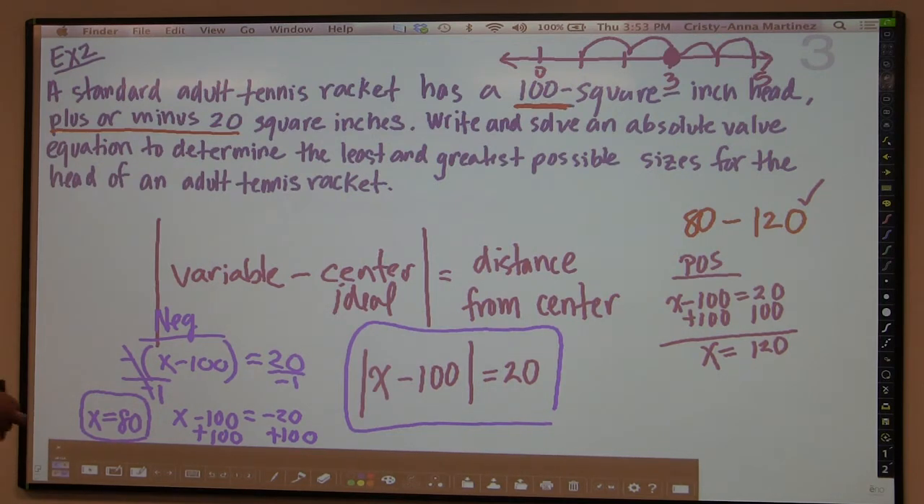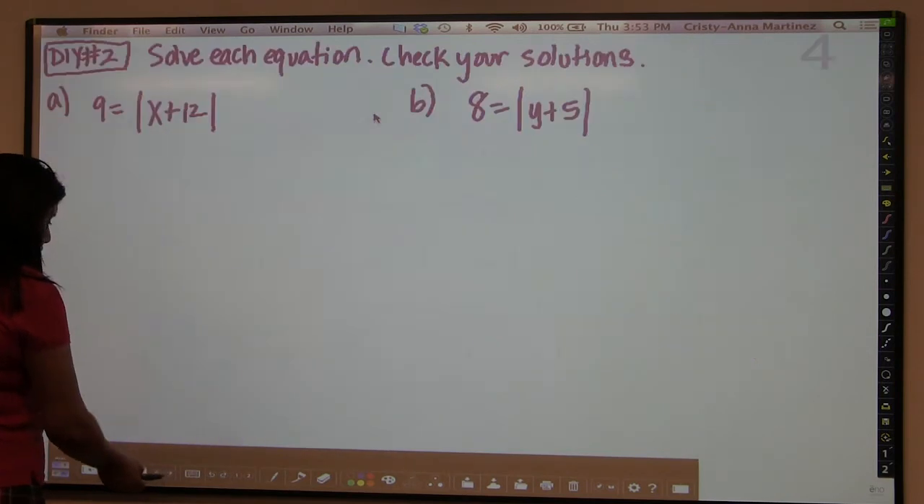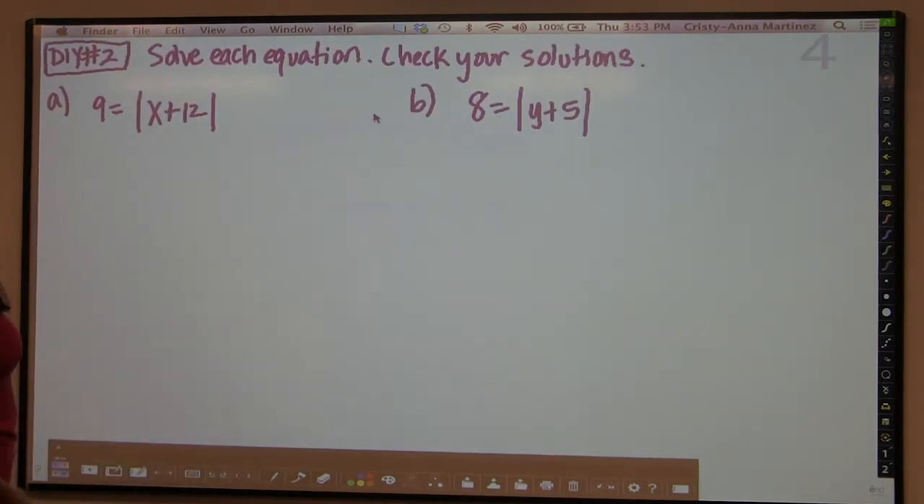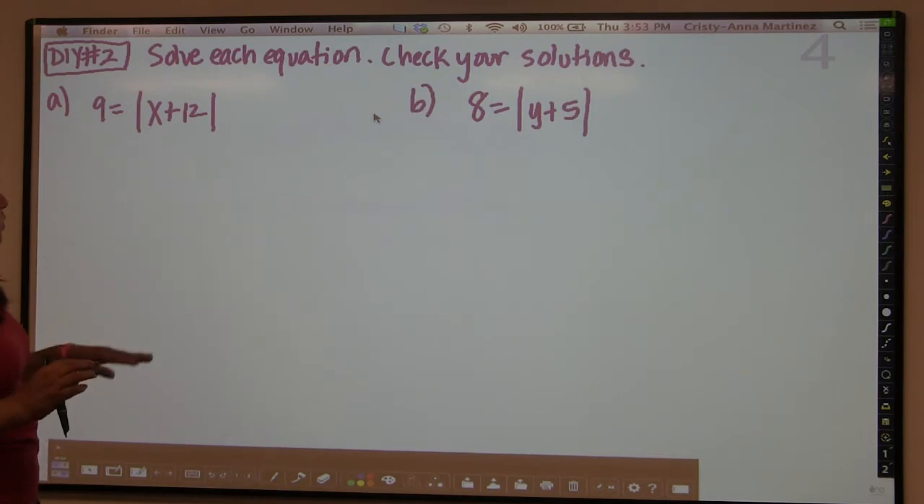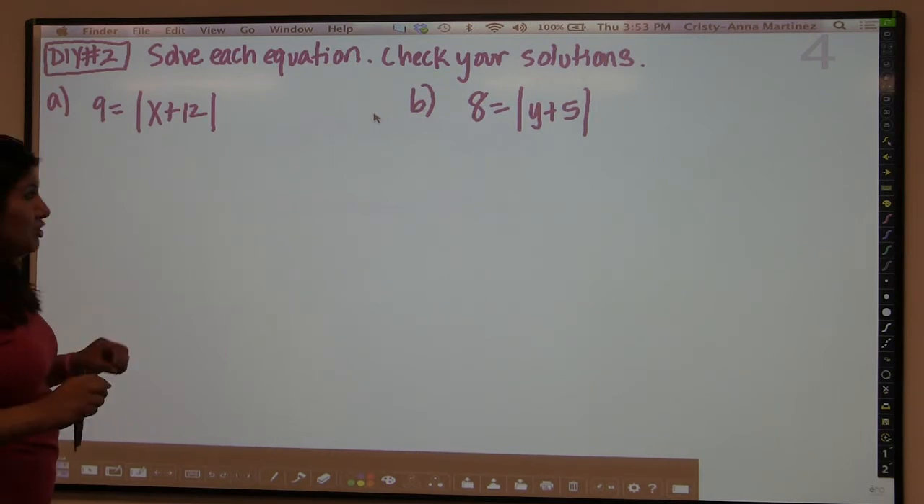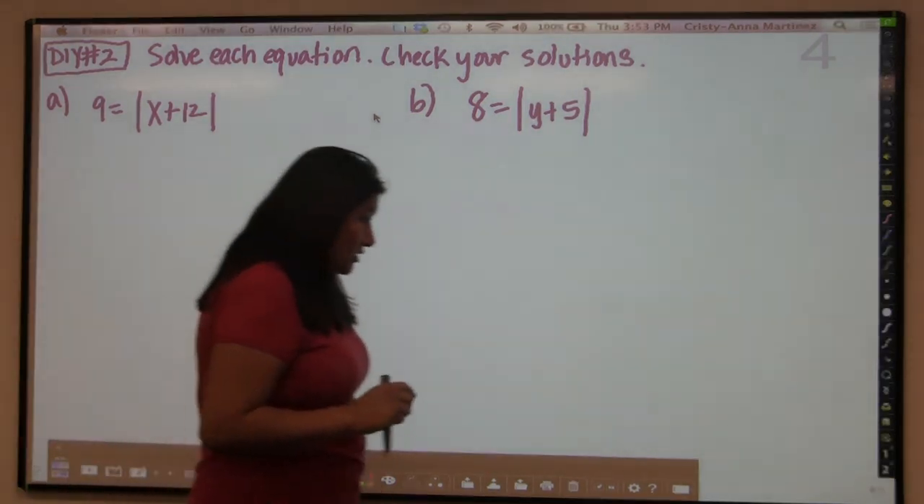So don't be scared. You're not going to have to do a word problem right now for the do-it-yourself. But you are going to solve these two equations. And the key I want to make a point of right now is that when you solve these do-it-yourself problems, you remember that you have to have a positive case and a negative case. You should get two answers for each one. And make sure to check your solutions as well.